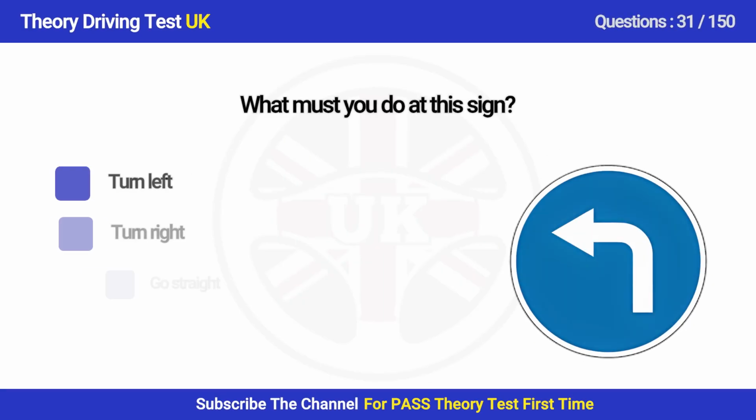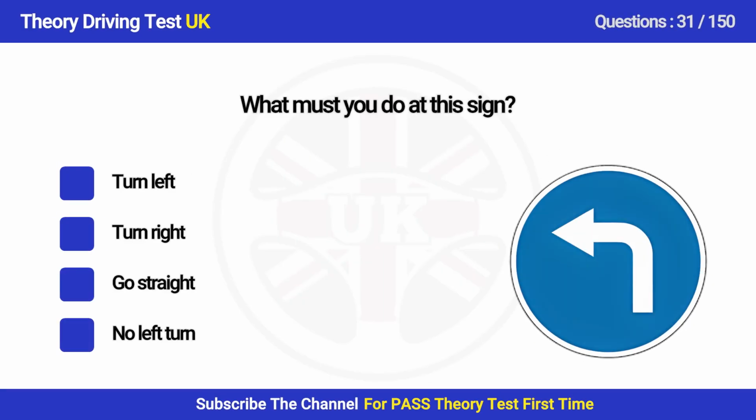Question 31. What must you do at this sign? A. Turn left. B. Turn right. C. Go straight. D. No left turn.